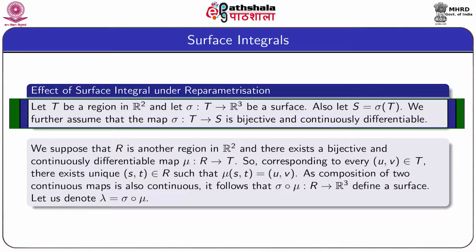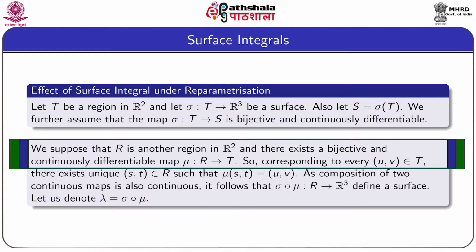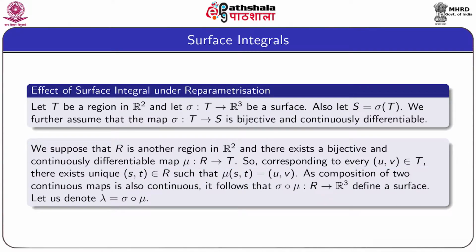Let T be a region in R2 and let sigma from T to R3 be a surface. Also let S equal to sigma T. We further assume that the map sigma from T to S is bijective and continuously differentiable. We suppose that R is another region in R2 and there exists a bijective and continuously differentiable map mu from R to T. So, corresponding to every ordered pair (u,v) in T, there exists unique ordered pair (s,t) in R such that mu(s,t) equal to (u,v).